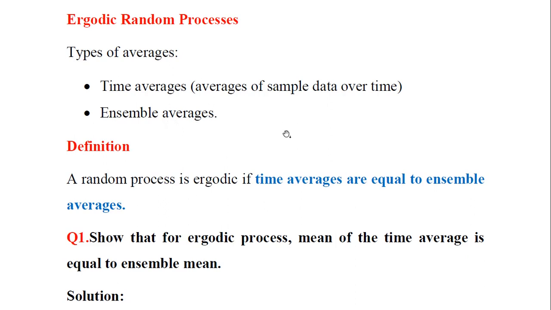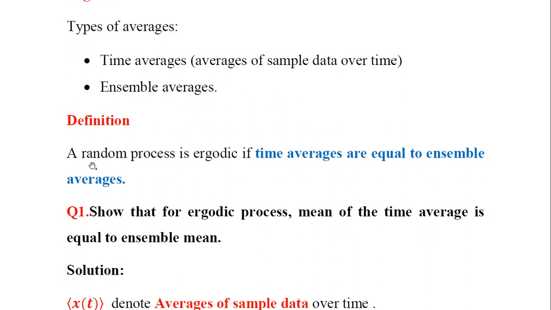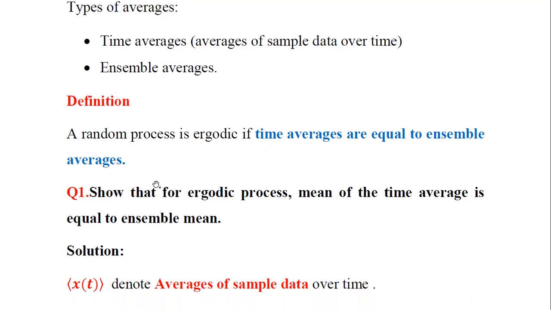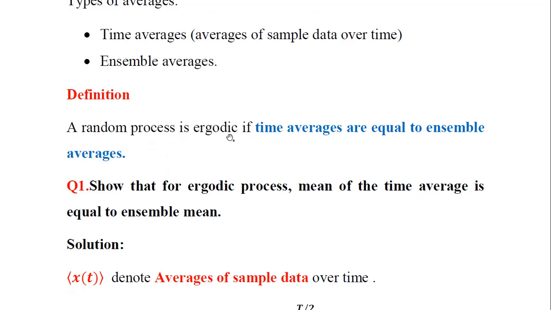The definition of an ergodic random process is as below. A random process is said to be ergodic if the time averages are equal to the ensemble averages. So any random process possessing this characteristic, where time averages are equal to the ensemble averages, can be classified under the ergodic random process.